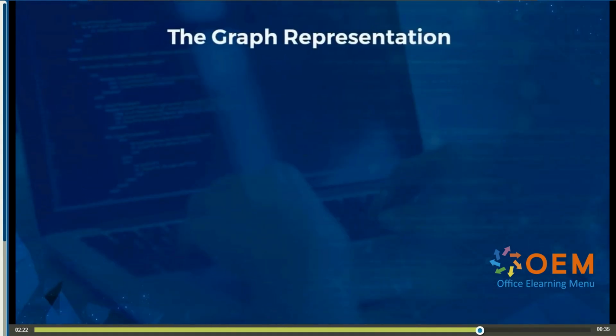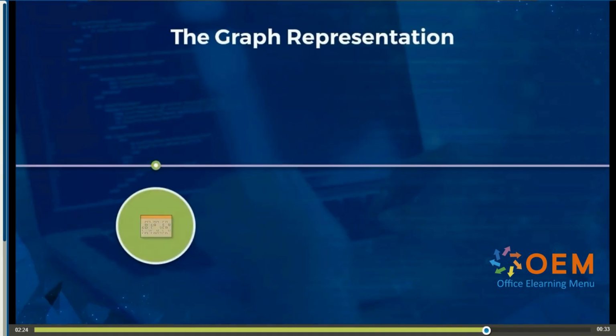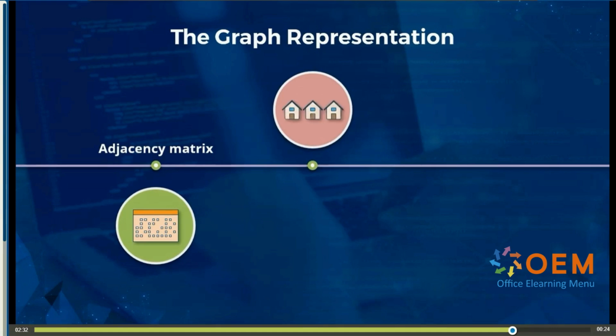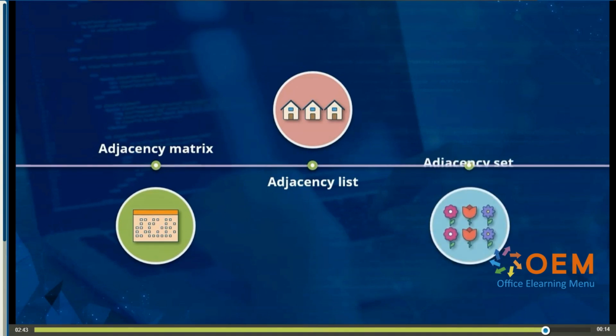There are three common representations of a graph. The first of these is the adjacency matrix representation, where the vertices in your graph form the rows and columns of the matrix. The second is the adjacency list representation, where you model every vertex and specify what vertices are adjacent to each vertex. And the last representation is the adjacency set representation. Here, for each vertex, you model the adjacent vertices using a set rather than a list.